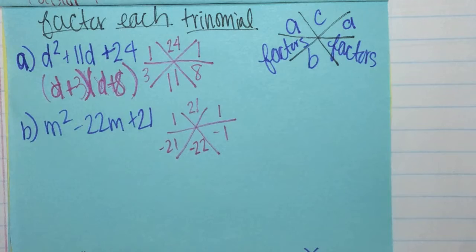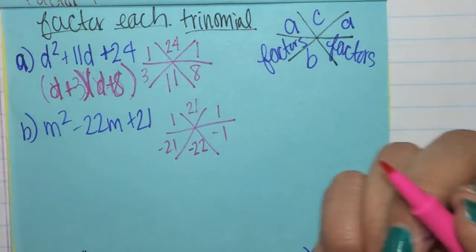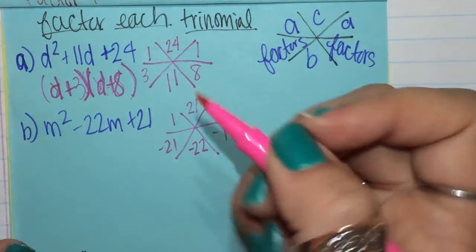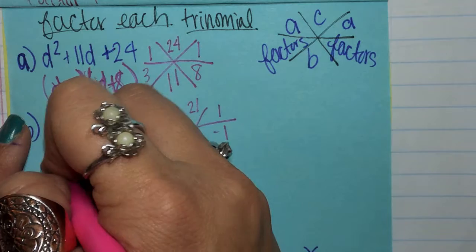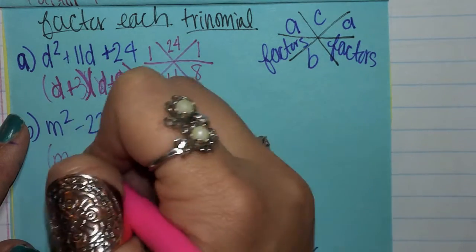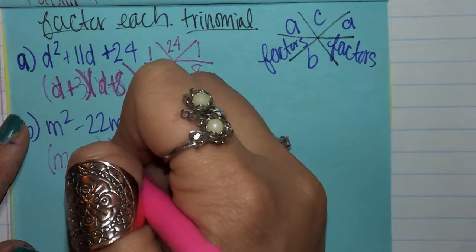Now, what do I need to do? And how do I write it in parentheses? Okay, open parentheses, negative, close parentheses.